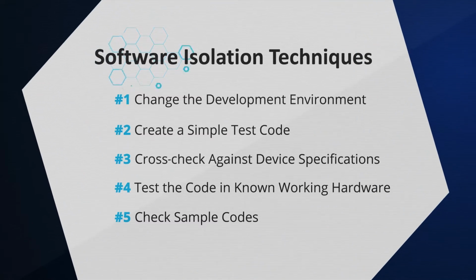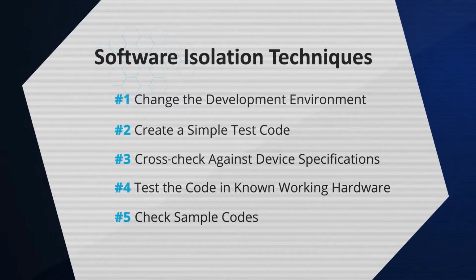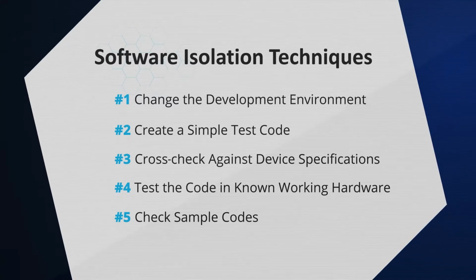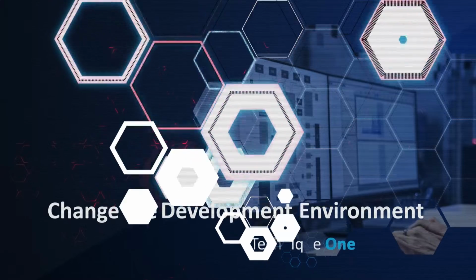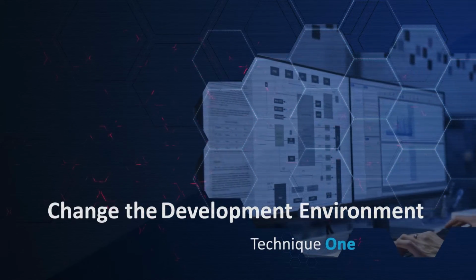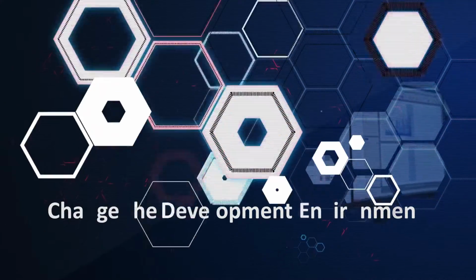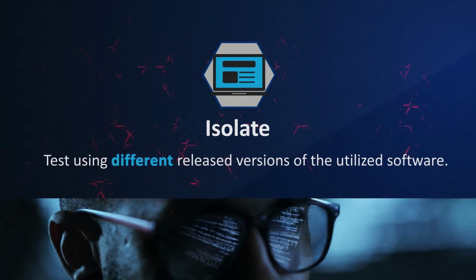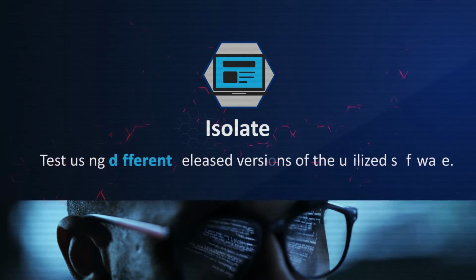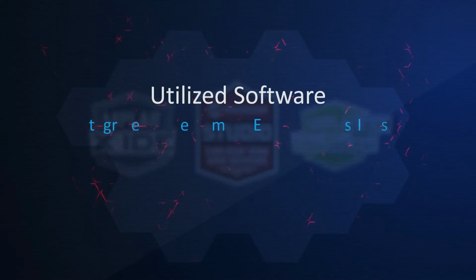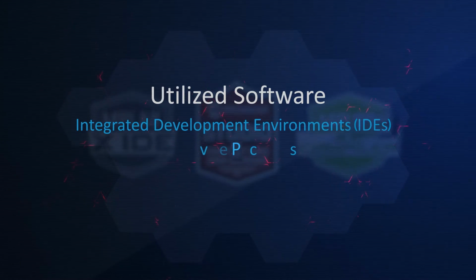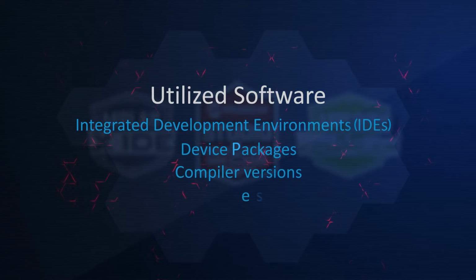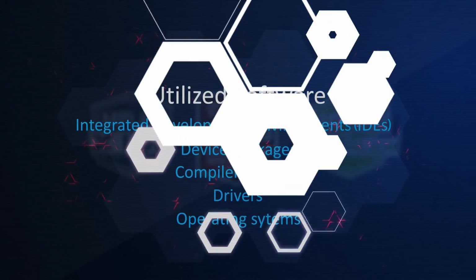If you still cannot catch the issue, it is prudent to perform the following software isolation techniques. There are several techniques you can use to determine if the issue is software related. The first technique is to change the development environment. To isolate software issues, test using different released versions of the utilized software. This includes integrated development environments or IDEs, device packages, compiler versions, drivers, and even operating systems.